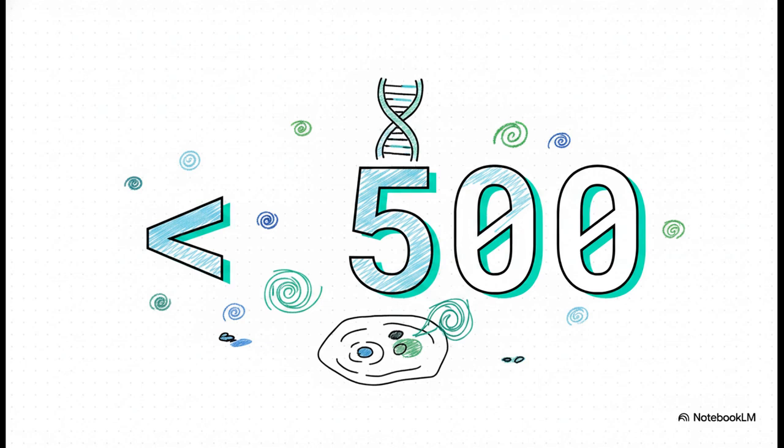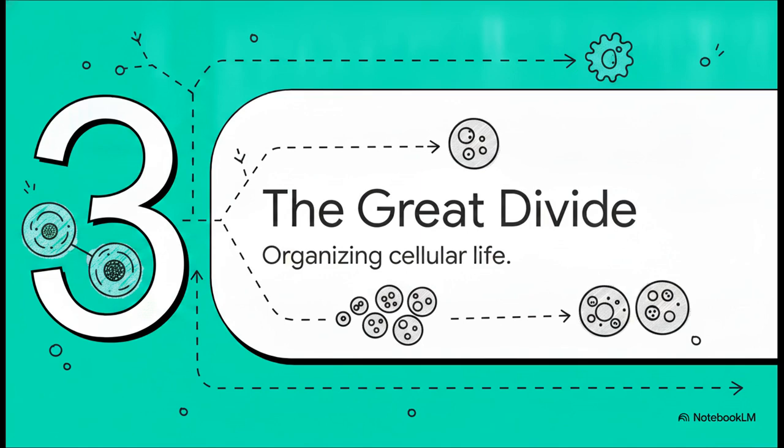So just how tiny are these viroids? We're talking fewer than 500 nucleotides. To put that into perspective, they are the absolute smallest known infectious agents on Earth. They are essentially the tiniest organisms we know of existing entirely without a cellular body. It's mind-blowing. Section 3, the Great Divide and Whittaker's 5 Kingdoms.